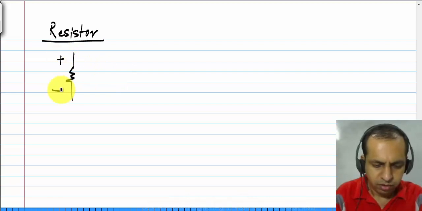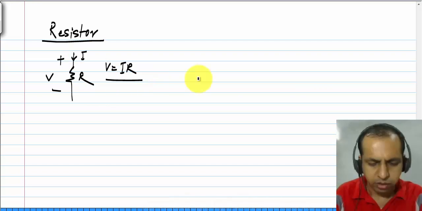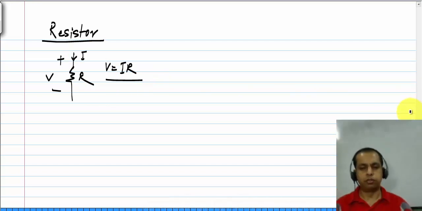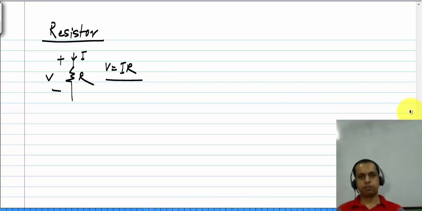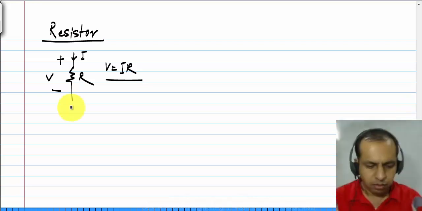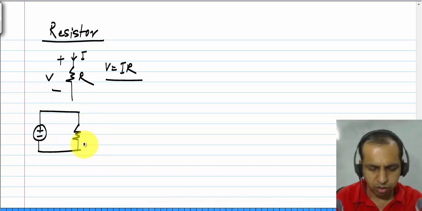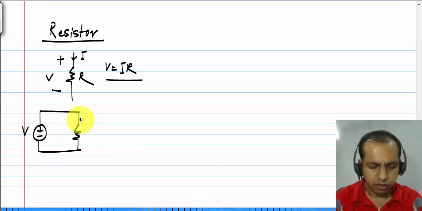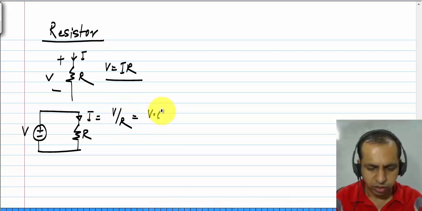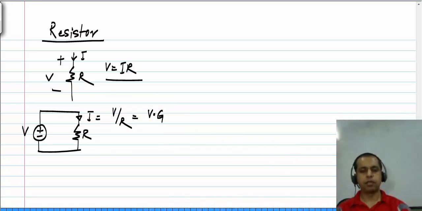We know that the voltage across the resistor and the current through the resistor are related by Ohm's law, okay, and the constant of proportionality is the resistance. Now let's consider this picture where a voltage V is applied to the resistor and that causes a current I equals V by R, or V times G. Okay.